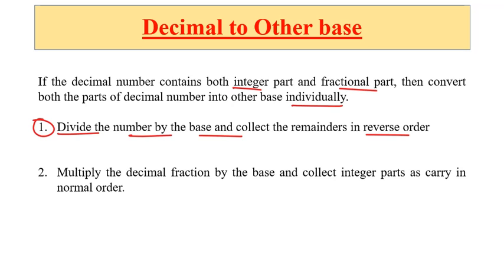In the second part, if you want to convert your decimal fraction into another base, simply multiply the decimal fraction by the base and collect the integer part of the result as a carry, and the multiplication is continued until the fraction becomes 0. These two procedures are explained with the help of an example in the next slide.